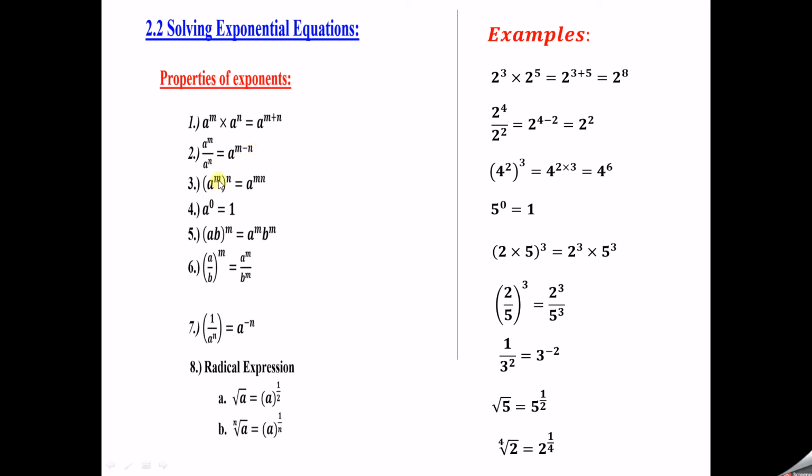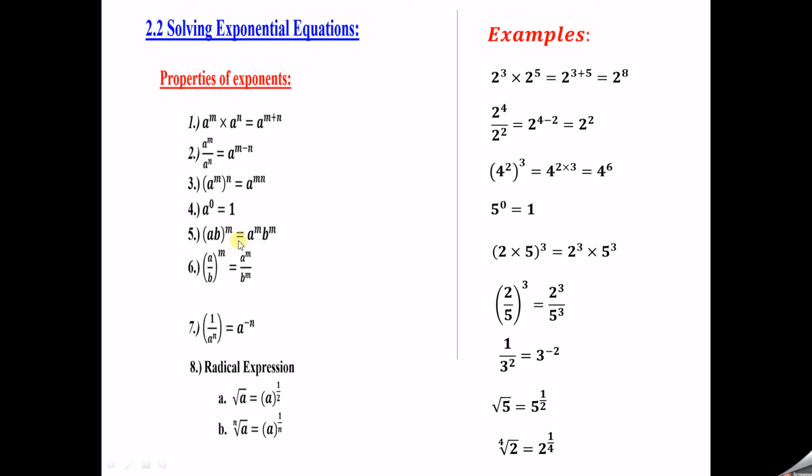In the third property, a power m whole power n is equal to a power mn. That is, when there are two powers in the exponent, we multiply both the powers. Fourth property, a power 0 is equal to 1. For any real number, if the power is 0, the value is 1, provided the base is not equal to 0, because 0 power 0 is not defined. So a power 0 is always 1 for any real number except 0.